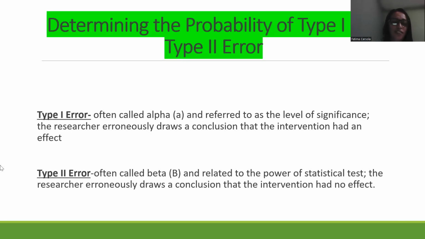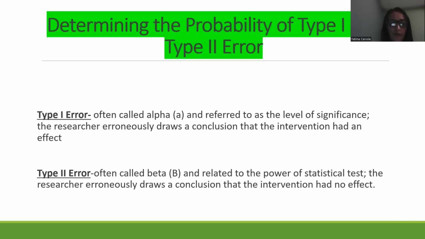So before accepting results as evidence for practice, the probability that an error was made should be evaluated so we know if there was an error. Okay? This assessment enables the researcher to quantify the role of error in the outcome. So we have two types of error. The type 1 is also the alpha, referred to as the level of significance. Okay, the researcher erroneously draws a conclusion that the intervention had an effect.